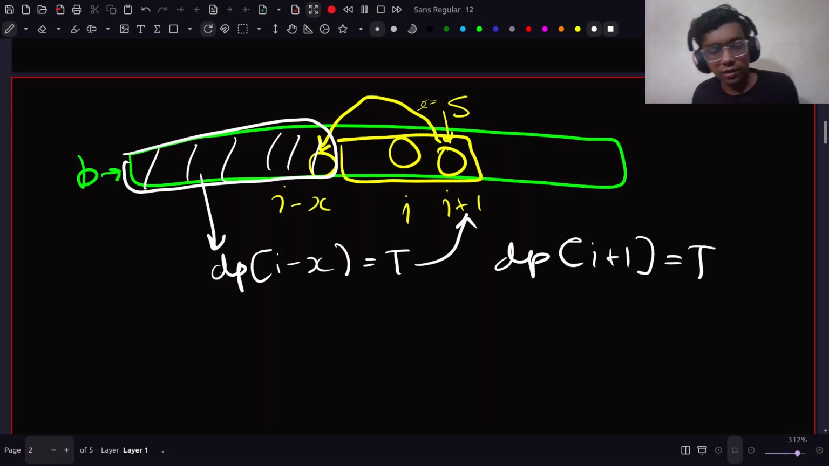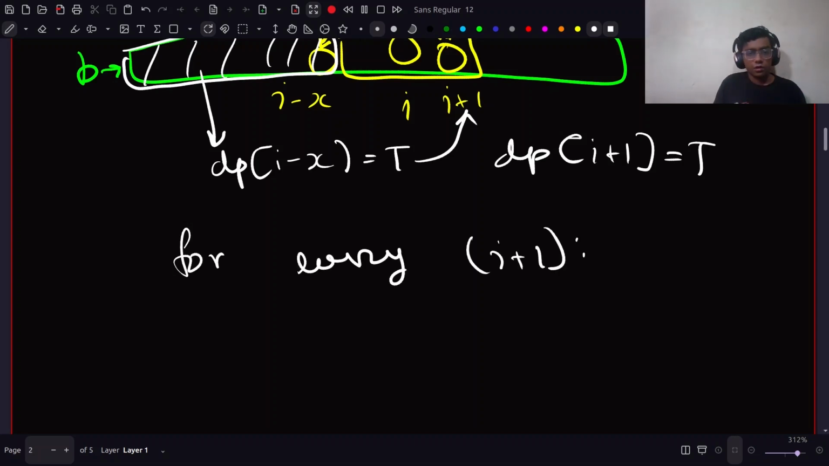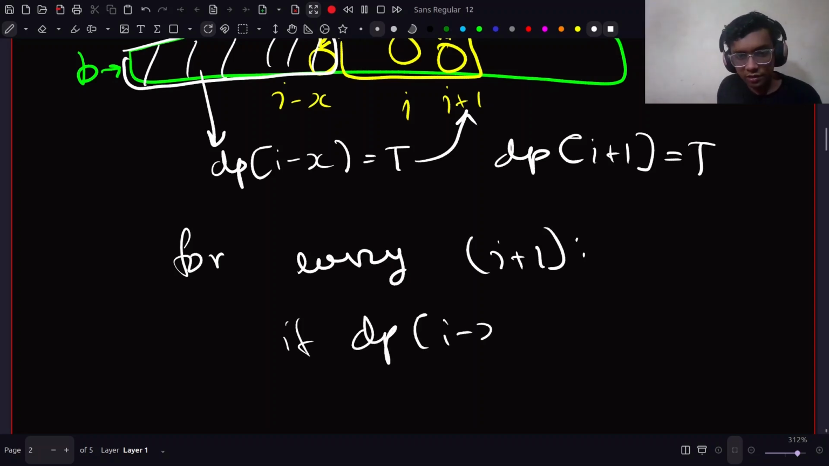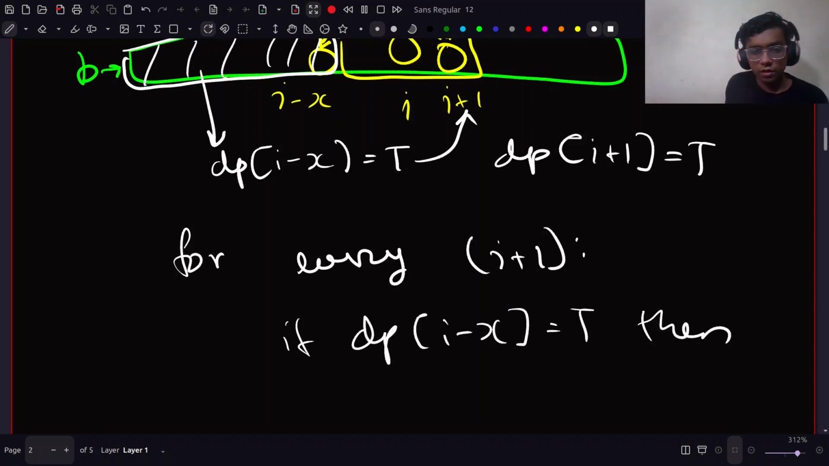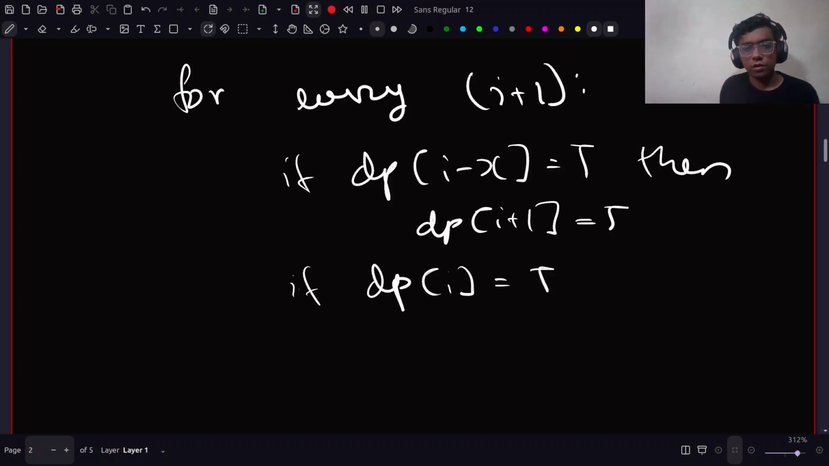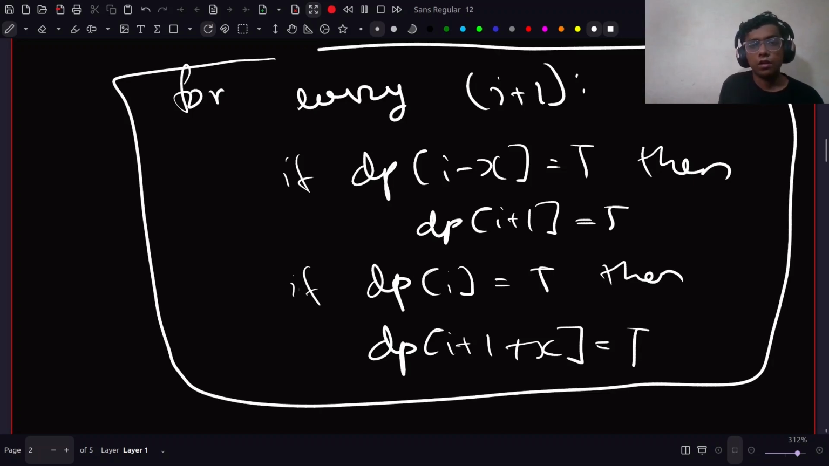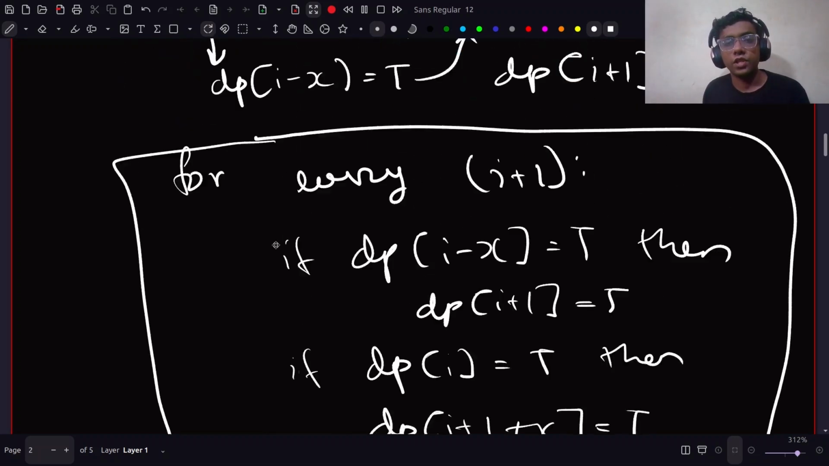So basically we found two things. For every I plus 1, if dp of I minus X is equal to true, then dp of I plus 1 is equal to true. Also we found another thing: if dp of I is equal to true, then dp of I plus 1 plus x is equal to true, right? So this is going to be our dp state and dp transitions.